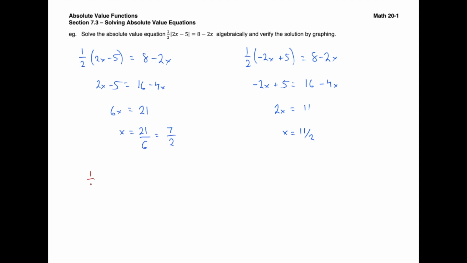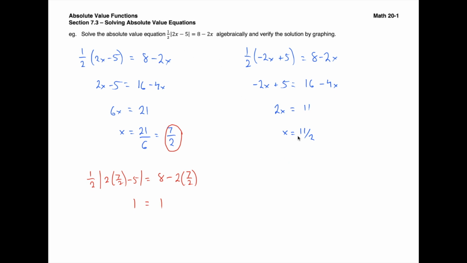So for this one, I'll get the 1/2. And remember, we are going back to the original equation for these ones here. Times the absolute value of 2 times 7 over 2, and then minus 5, close the absolute value sign. And that should be equal then to 8 minus 2 times 7 over 2. Now 2 times 7 over 2 is just 7, so I get 7 minus 5, which is 2. The absolute value of 2 is positive 2, times 1/2 just gives me 1. On this side, again, 7 over 2 times 2 is just 7, so I get 8 minus 7, which is 1. And so we see then that 7/2 is a solution because 1, of course, equals 1.